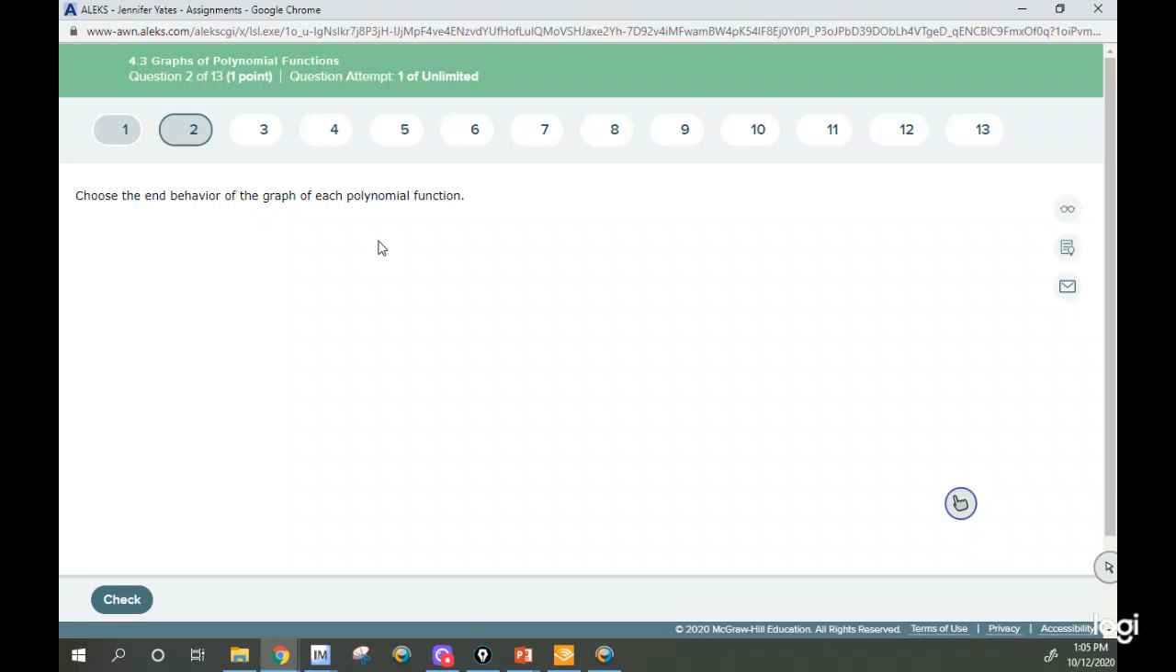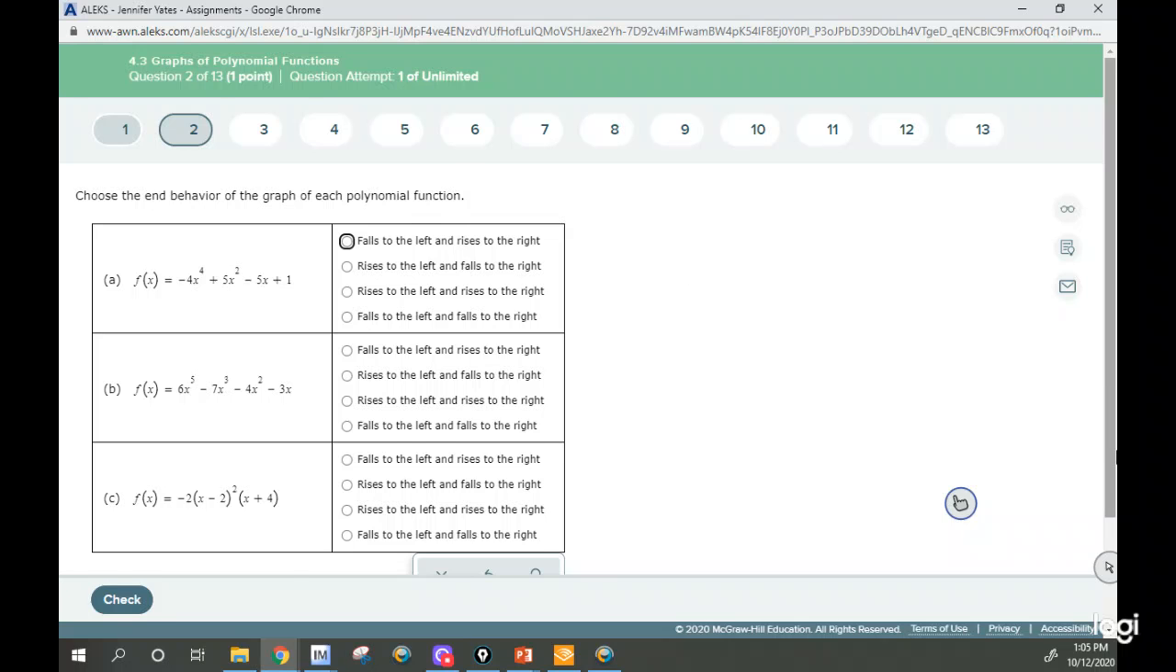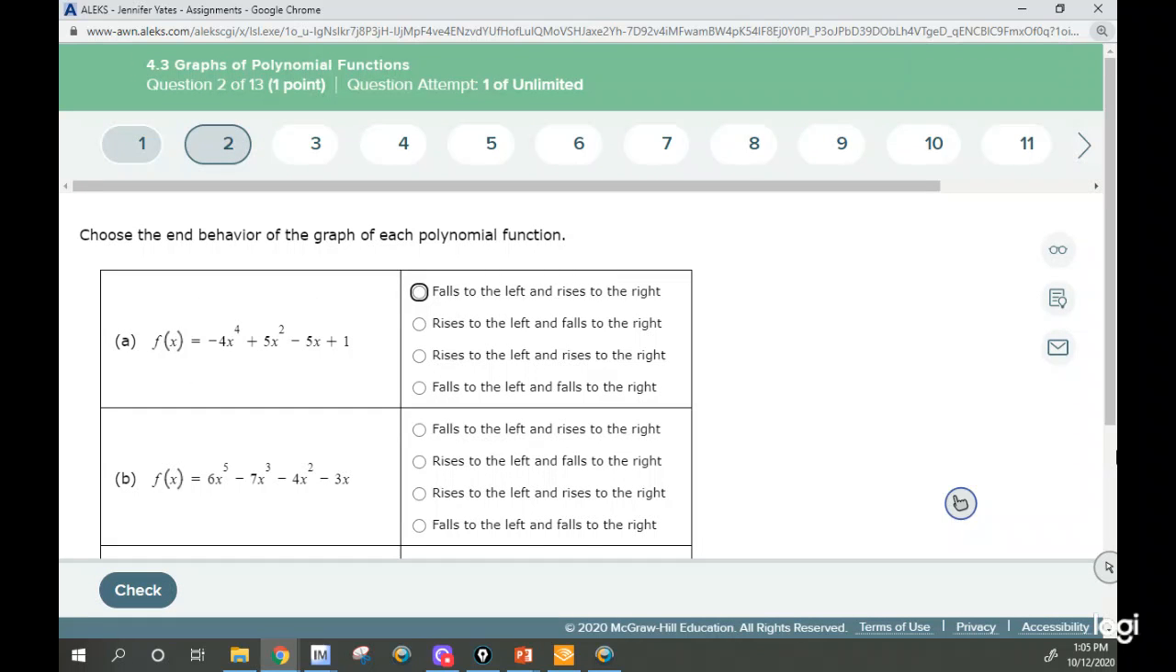Maybe we'll just start here. That's a good spot to start. Okay, so they're going to start off kind of nice here. What does it mean by fall to the left? Fall to the left would look like this. Rises to the right. So that would be this one. Does that make sense? Falls to the left, rises to the right. How about falls to the left and falls to the right? What would that look like? Something like that, right?